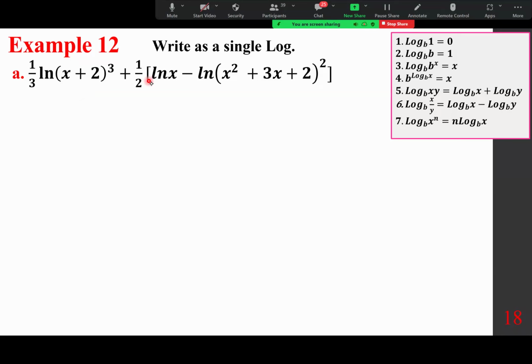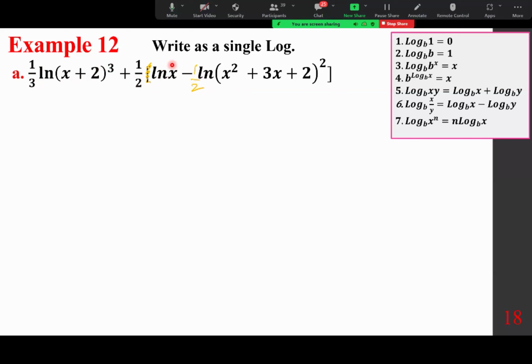This one, let's actually do this. Let's get rid of the bracket, everybody. Half of ln x minus half. So I'm distributing number 1/2, okay? So one more time. As I mentioned, this one is ln of this to the power of 1/3. So 3 and 1/3 cancel each other. 1/2 times ln x minus 1/2 times ln of x squared plus 3x plus 2.